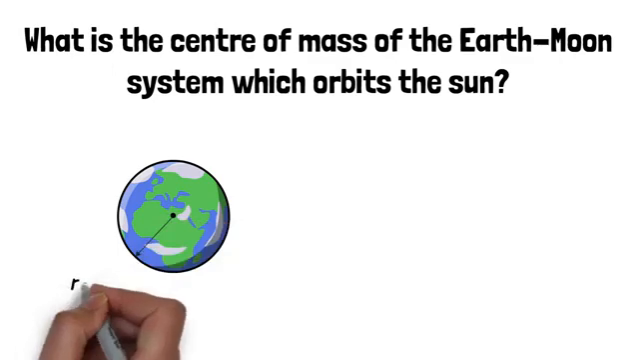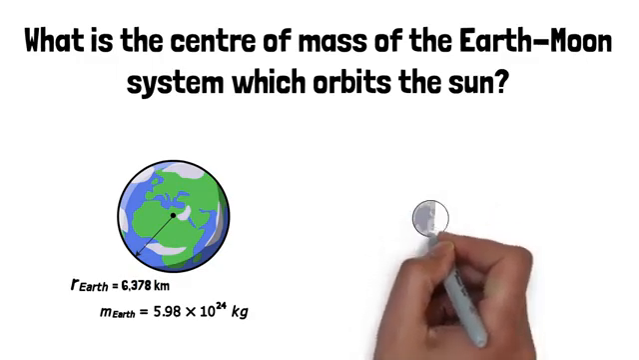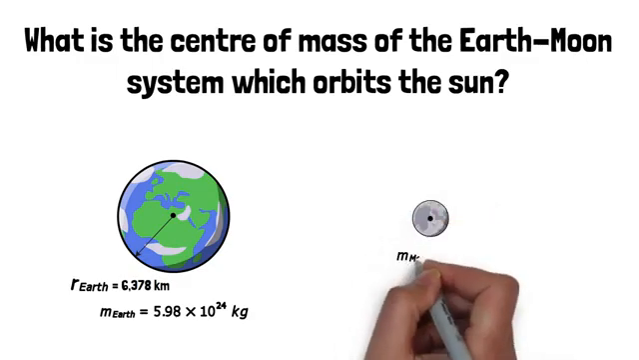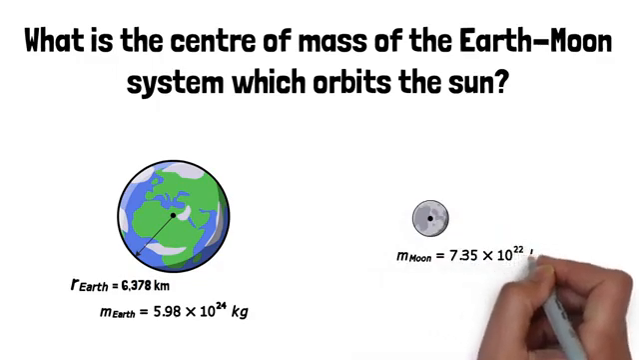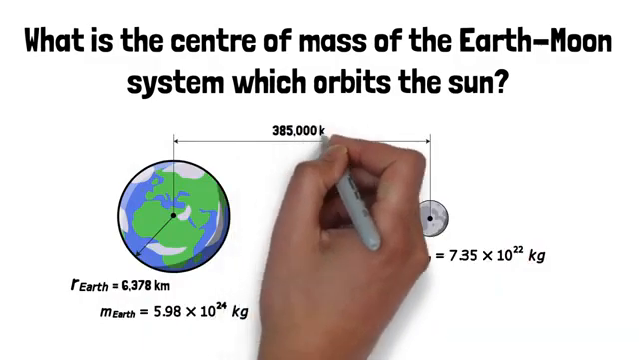The Earth shown here has an average radius of 6,378 kilometers and a total mass of 5.98 times 10 to the power of 24 kilograms. Conversely, the Moon is quite a bit smaller, having a total mass of 7.35 times 10 to the power of 22 kilograms. The distance between the centers of mass of the Earth and the Moon is about 385,000 kilometers.